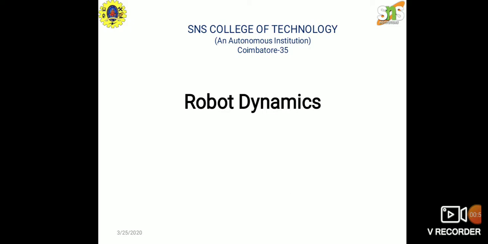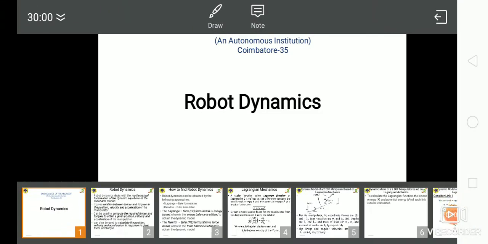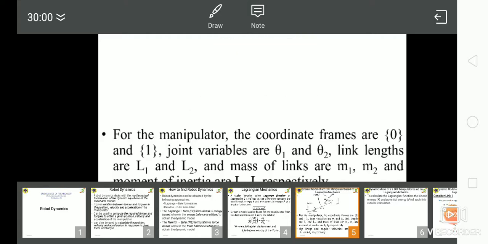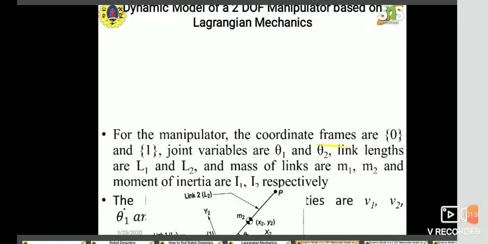Robot dynamics can be obtained by two approaches. The first one is the Lagrange-Euler formulation. The second one is the Newton-Euler formulation. The Lagrange-Euler (LE) formulation is energy based, wherein the energy balance is utilized to obtain the dynamic model. Next is the Newton-Euler formulation. It is force based, wherein the force balance is utilized to obtain the dynamic model.